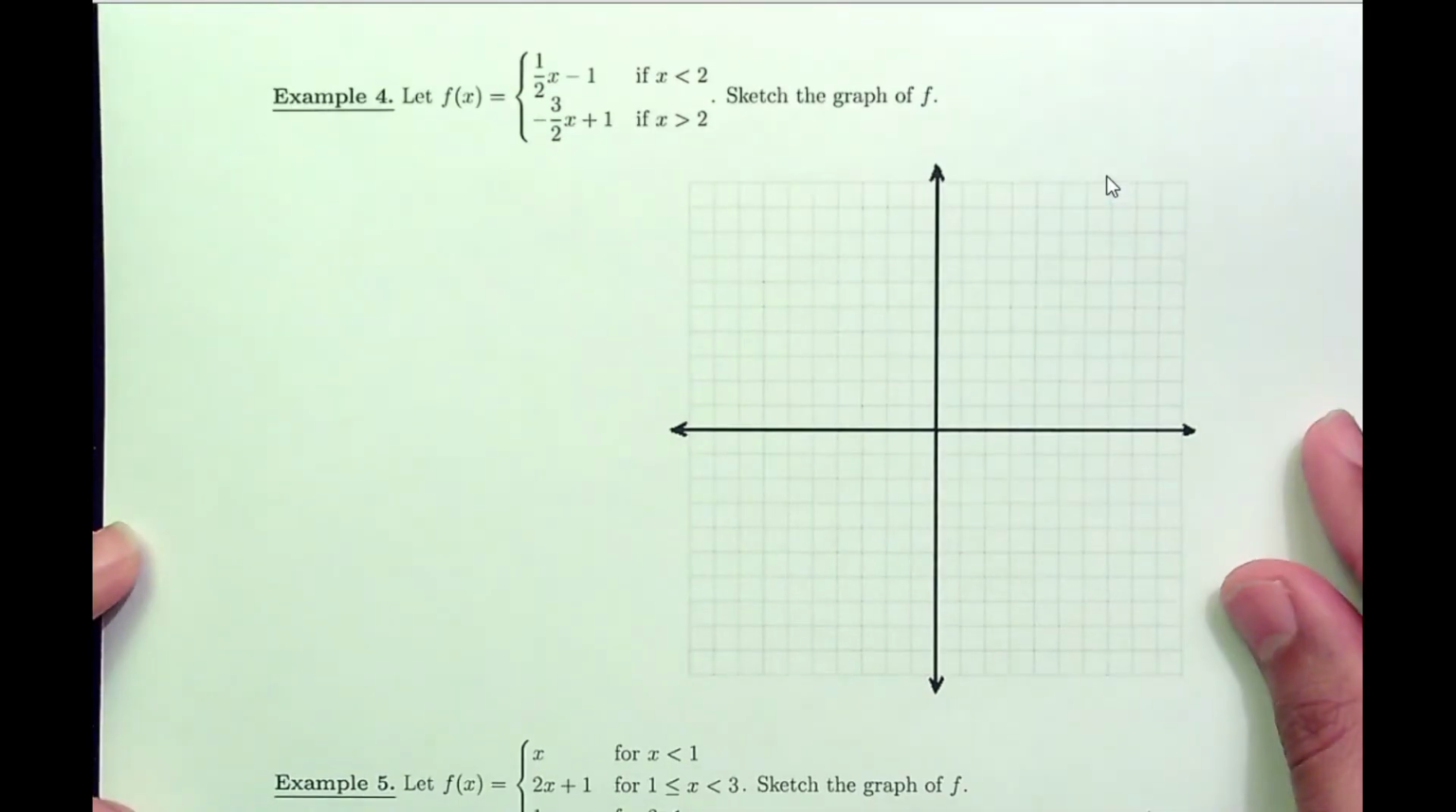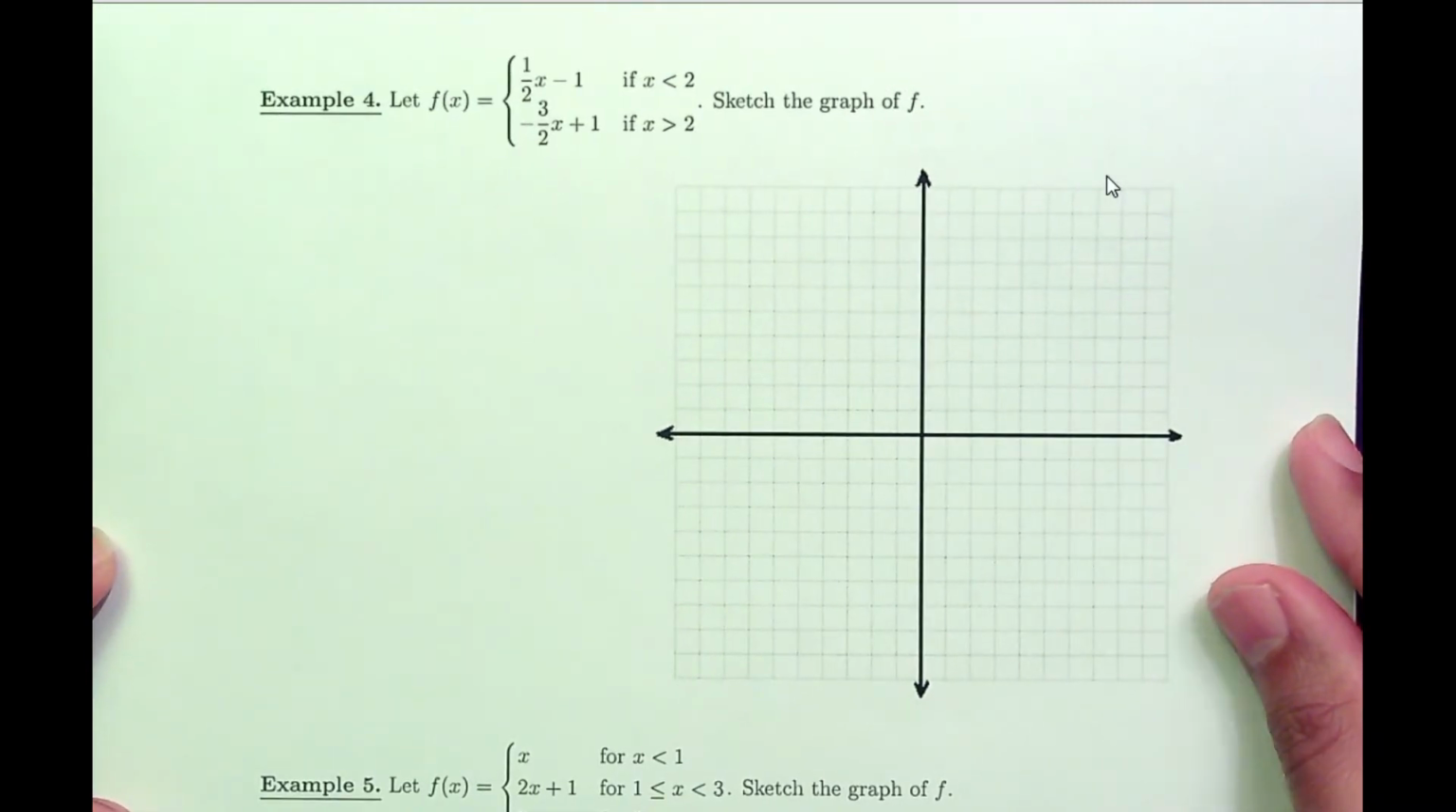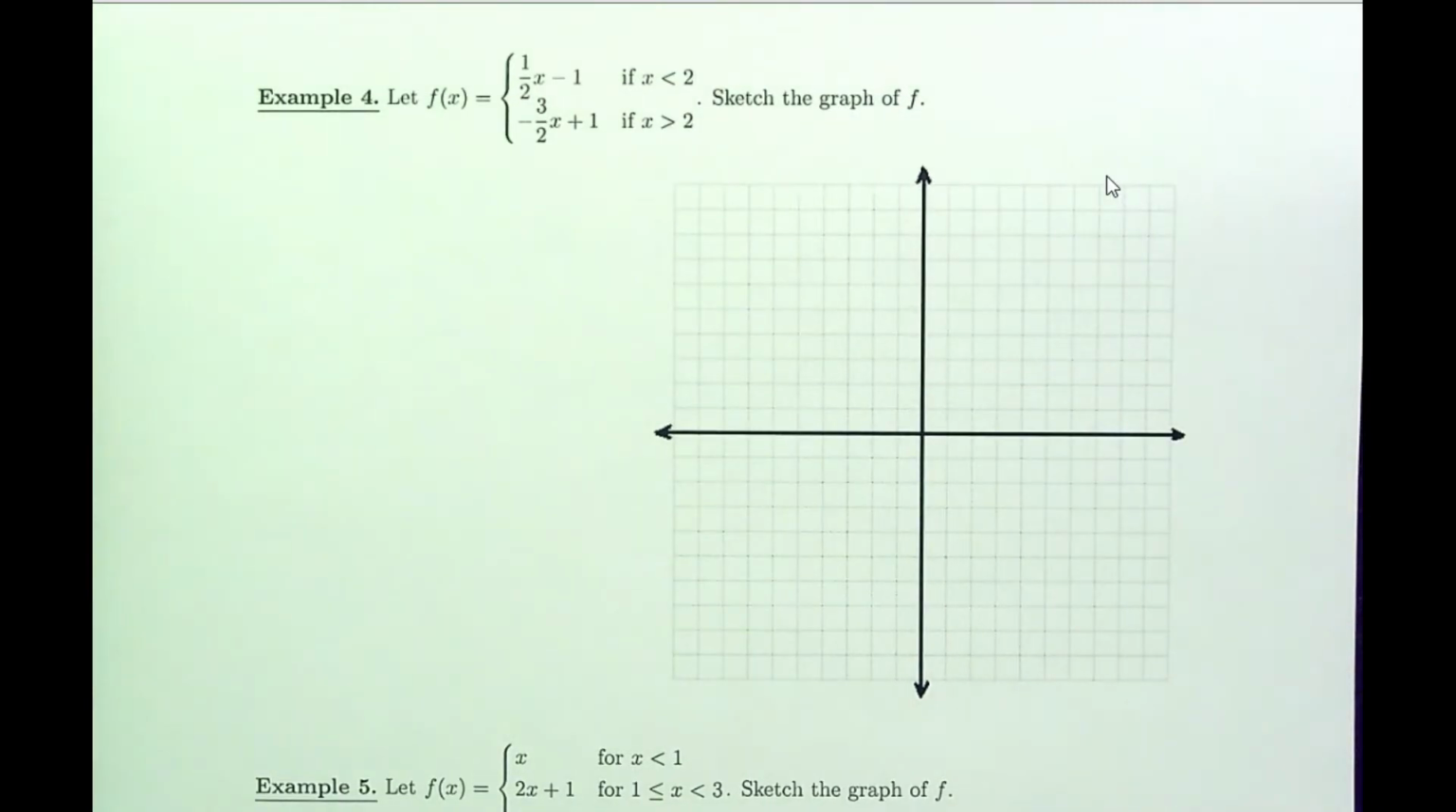Okay, now I'd like to do two more examples of how to graph piecewise defined functions. Example 4 is going to have 2 pieces, and then example 5 is going to have 3 pieces.